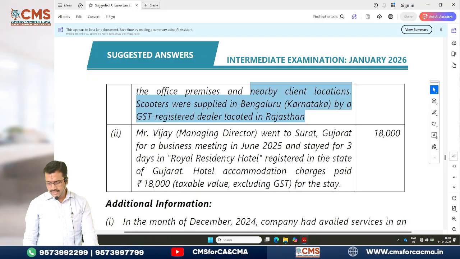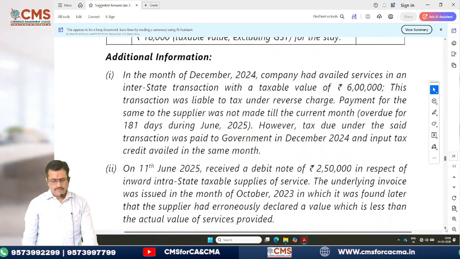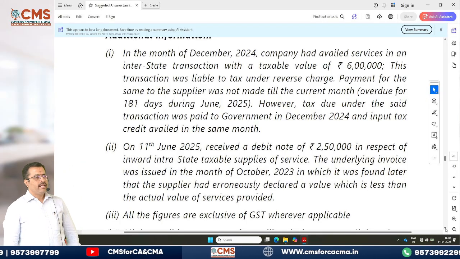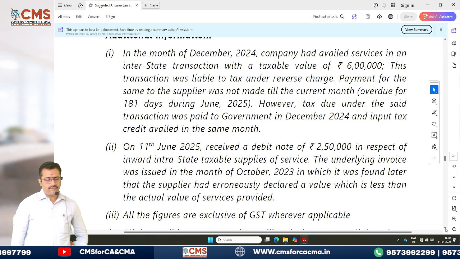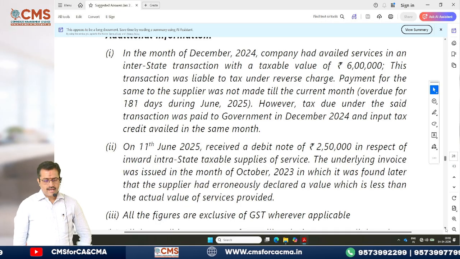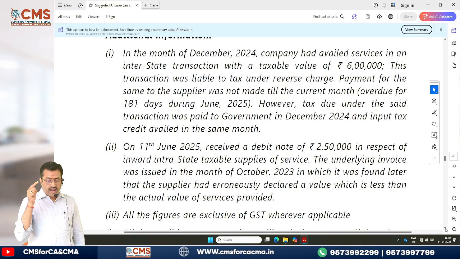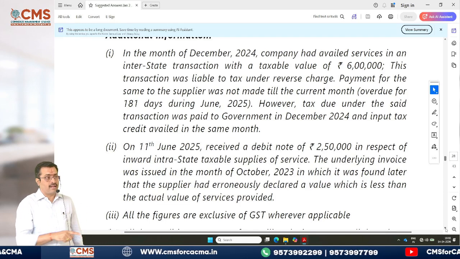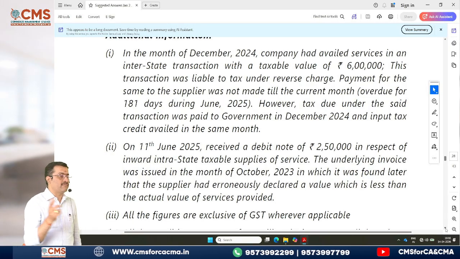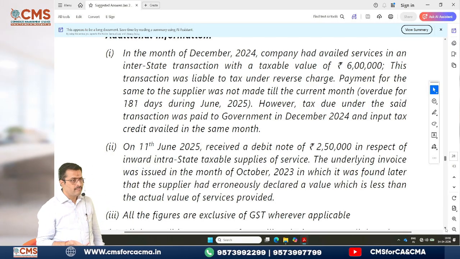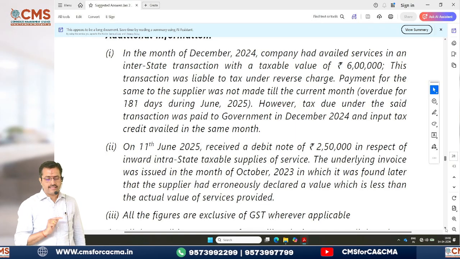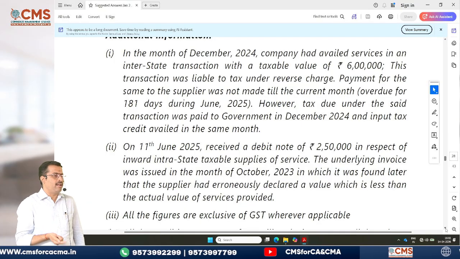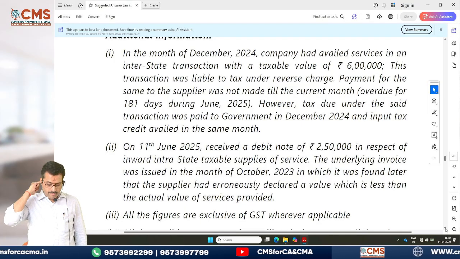Next, additional information he has given. Please see. In the month of December 2024, the company had availed services in an interstate transaction with a taxable value of 6 lakhs. This transaction was liable to tax under reverse charge. Payment to the supplier was not made till the current month. That is overdue for 180 days. When payment was not made, you cannot avail the ITC at all. However, tax due under the said transaction was paid to the government in December 2024 and input tax credit availed in the same month. So in December it was availed, it seems.